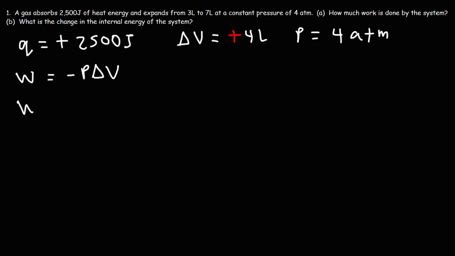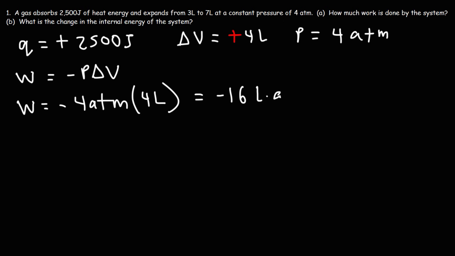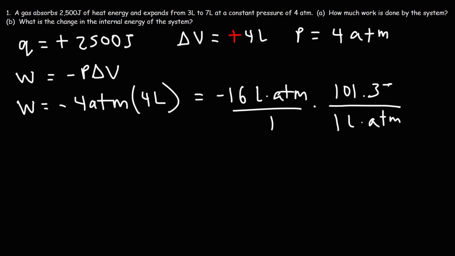So let's use this formula to calculate how much work is done by the system. P is 4 atm, delta V is 4 liters. So we're going to get negative 16 liters times atm. Now note that Q is in joules. We want to convert this to joules. Liters times atm is a type of unit of energy, and it turns out that 1 liter times 1 atm is equal to 101.3 joules. That's the conversion factor that you need to be familiar with.